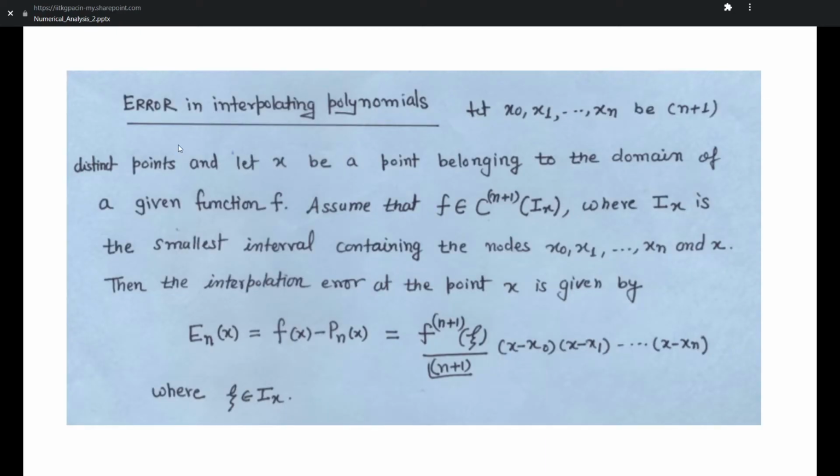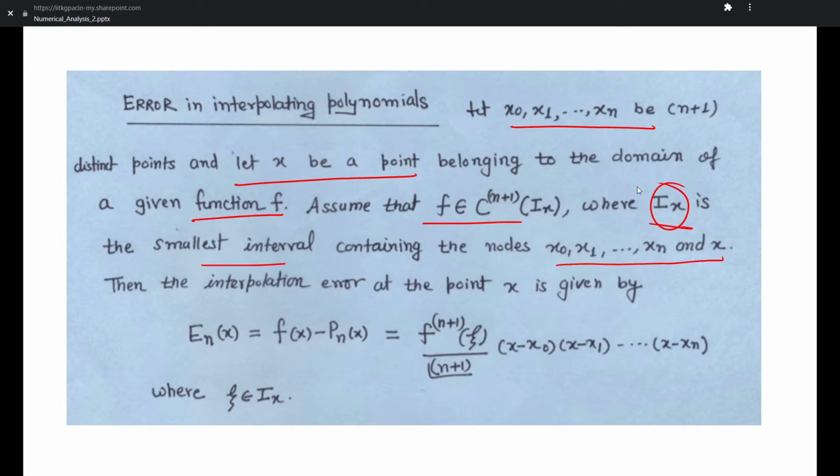Now, let us look into what exactly is the error in the interpolating polynomial. Let us say we have n plus 1 data points and let x be any point belonging to the domain of the given function f. We assume that f is n plus 1 times differentiable on Ix, where Ix is the smallest interval containing the nodes x0 to xn and x. So, at any given point, the difference between the function and the polynomial, f(x) - pn(x), can be computed by this formula.